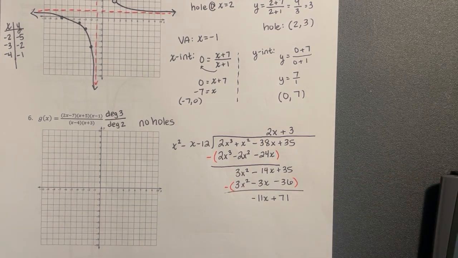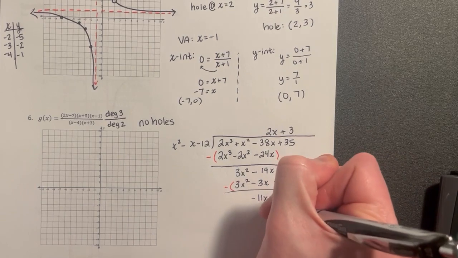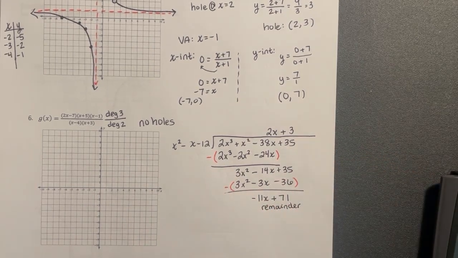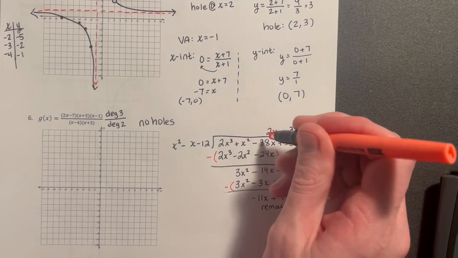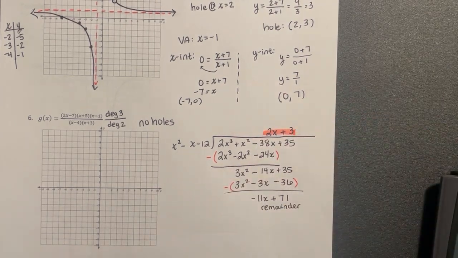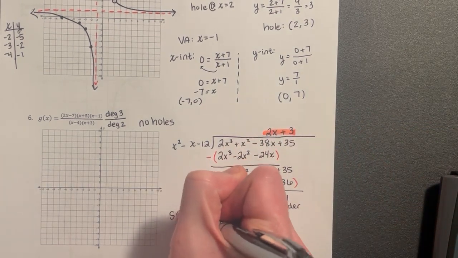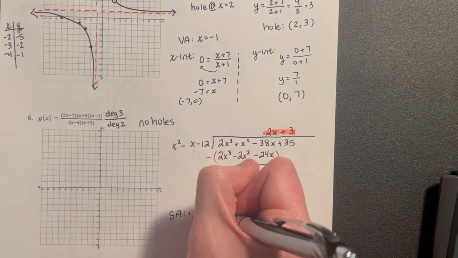But that part doesn't really matter because this is our remainder, and we ignore the remainder when we're finding a slant asymptote. The only part that is going to be important is the quotient, 2x plus 3. So we have a slant asymptote at y equals 2x plus 3.